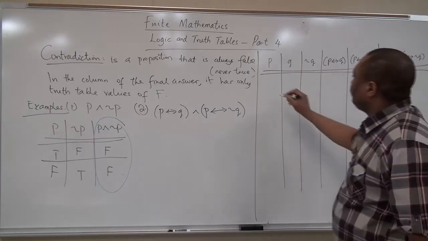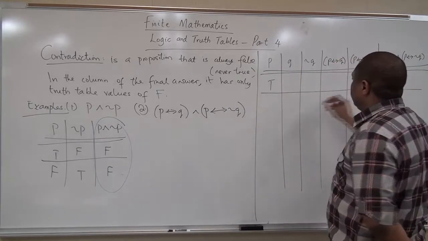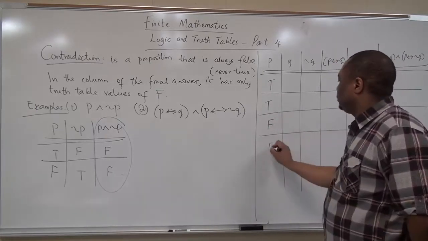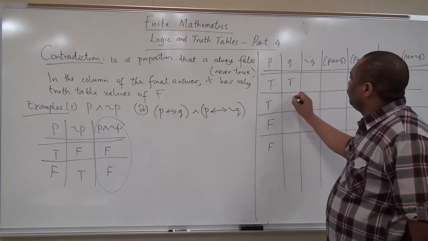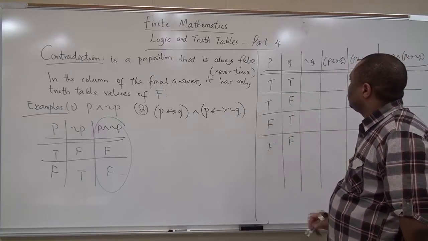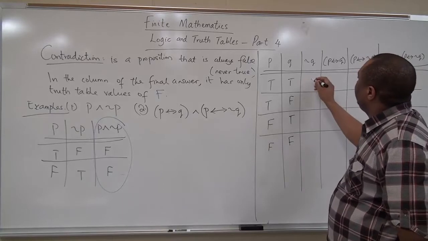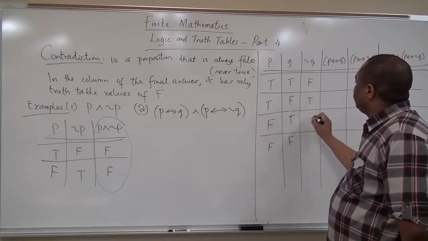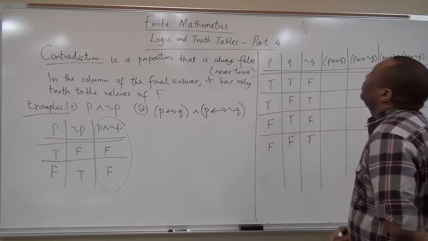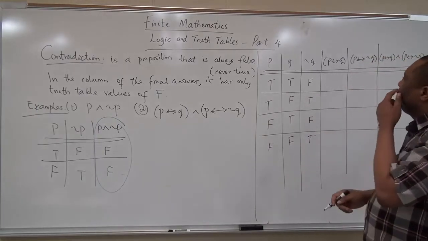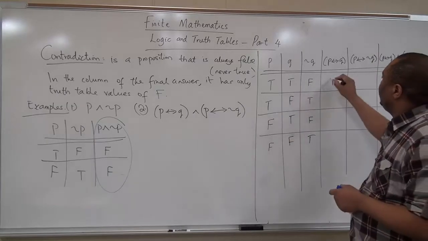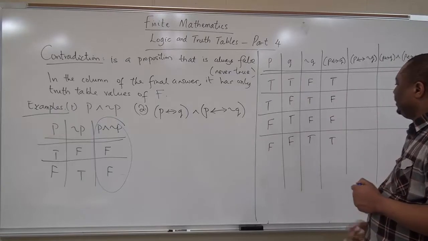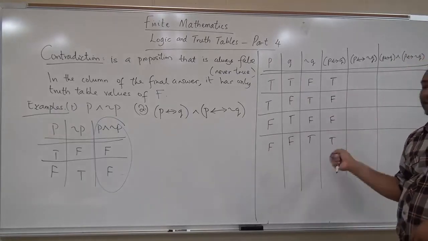All right. So this is true, true, false, false. This is true, false, true, false. Not Q, this will be false. The negation of false is true. The negation of true is false. The negation of false is true. All right, so P if and only if Q: T, T is T, T, F is F, F, T is F, F, F is T. F if and only if F is T.